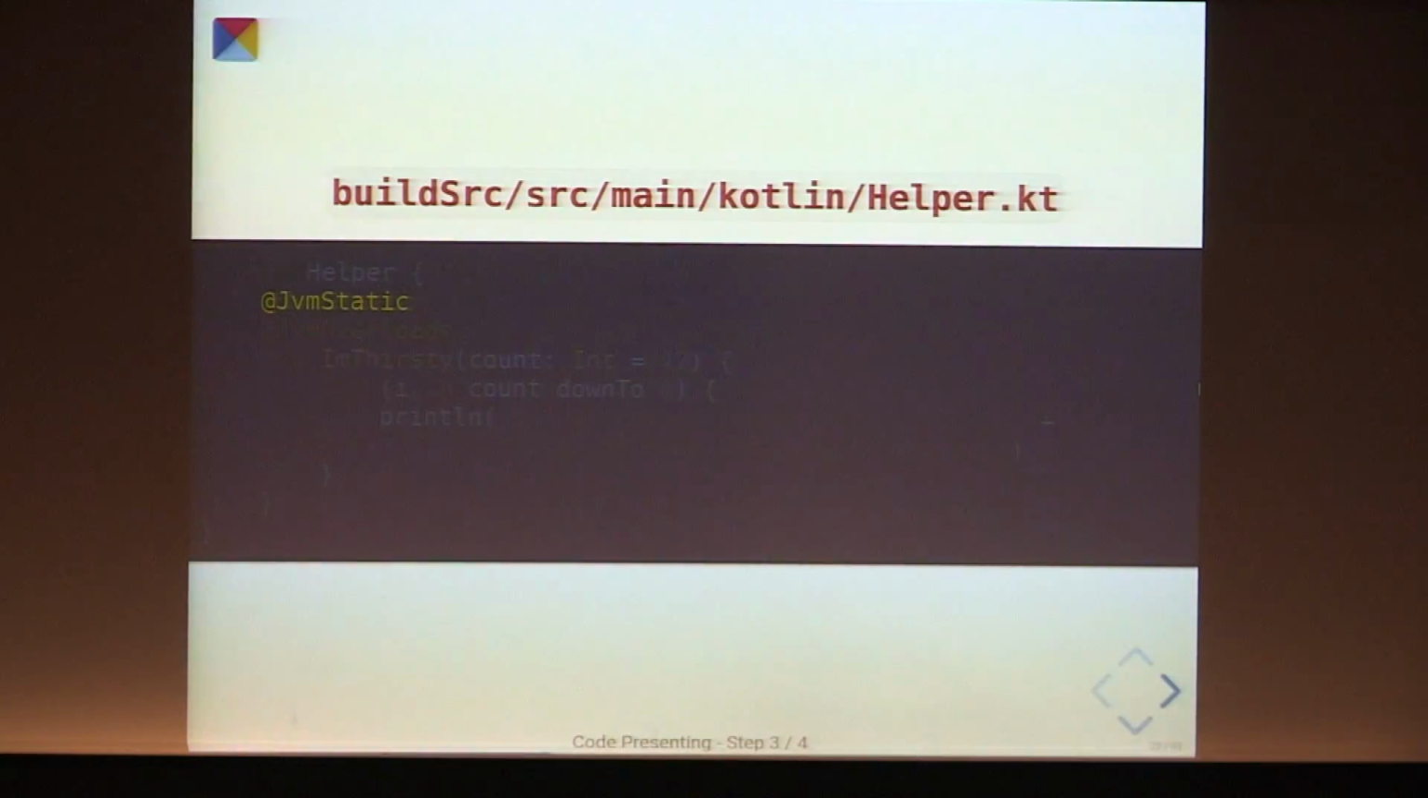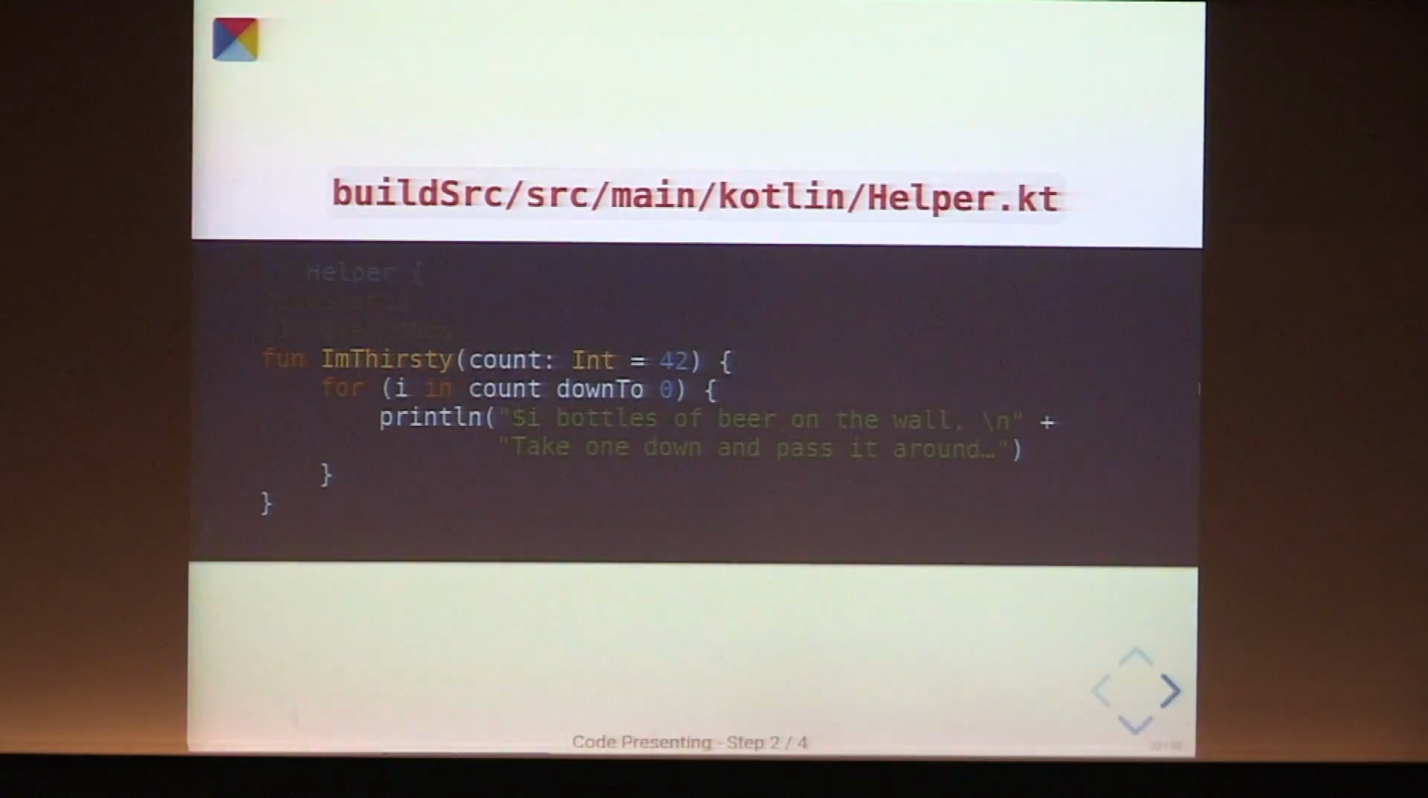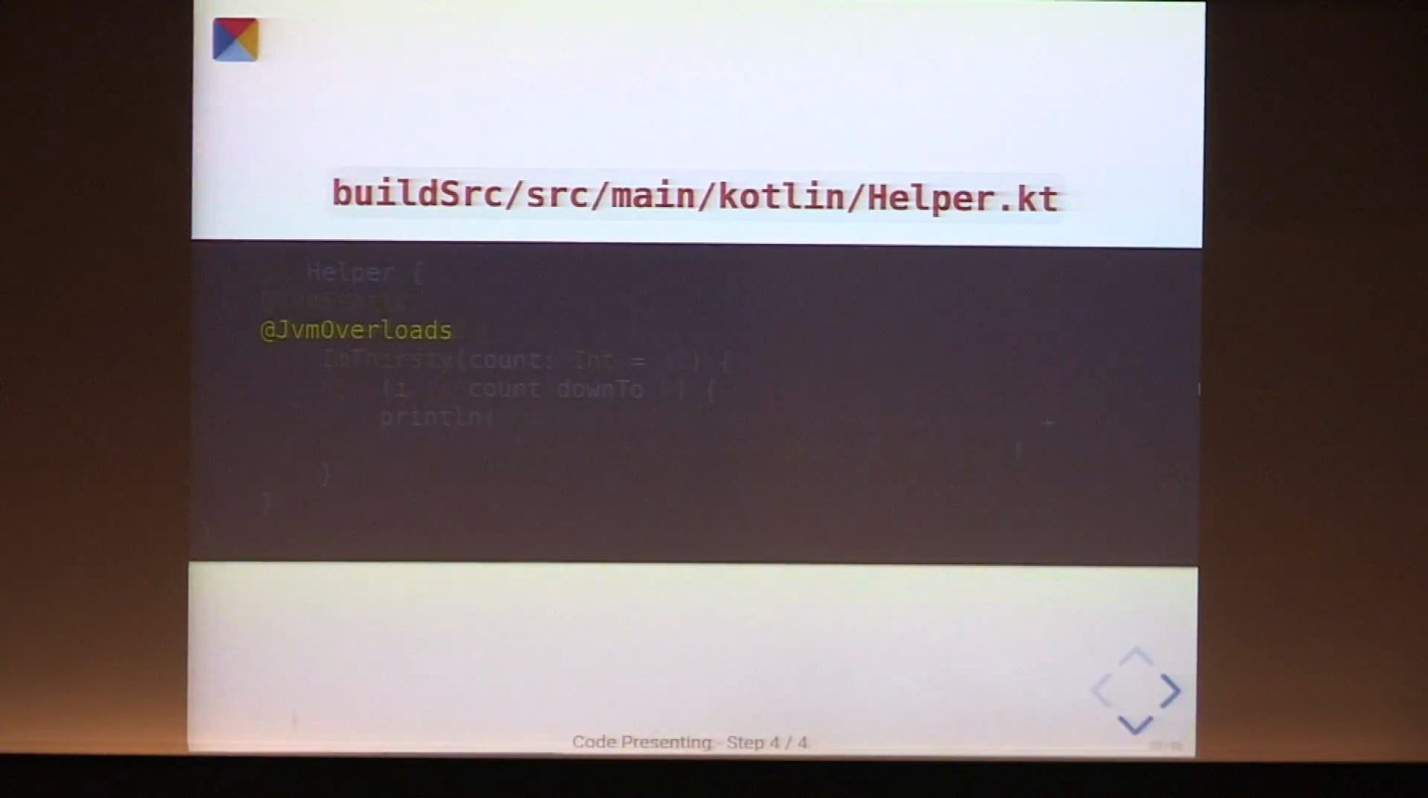I'm adding again some JVM annotations for Kotlin to make sure that it's a static method and that I'm creating the overloads. I'm creating the overloads because in my method I have a default value for the count parameter. So JVM overloads is going to say, okay, I'm going to generate actually two methods, one with the parameter and one without, so that I can use both from my build script in Groovy.